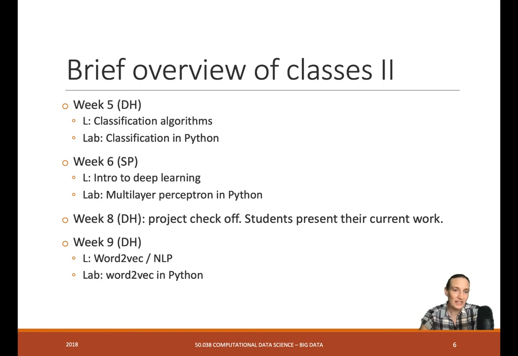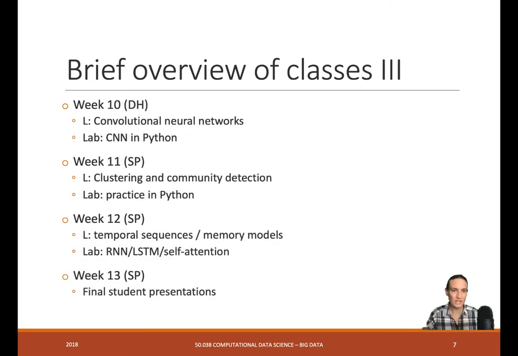Then in week six, things get interesting and we move into neural networks, where Suyanya is going to talk about the multi-layer perceptron model and how to implement that in Keras. Then we have our initial project checkoff, so you present your work and we give you pointers. And then we move into some of the more complex deep learning, neural network stuff, Word2Vec, natural language processing, NLP models, sequence models, first convolutional neural networks, so how do we work with images.